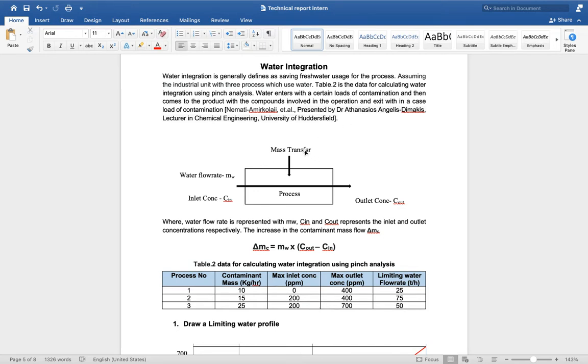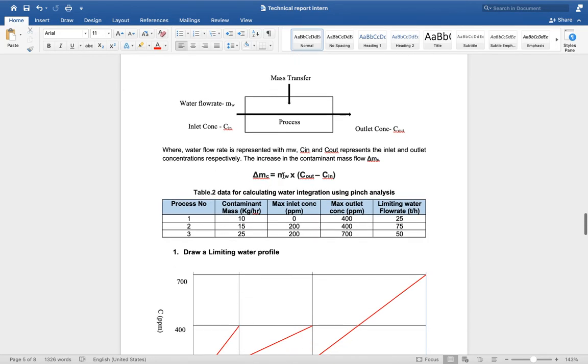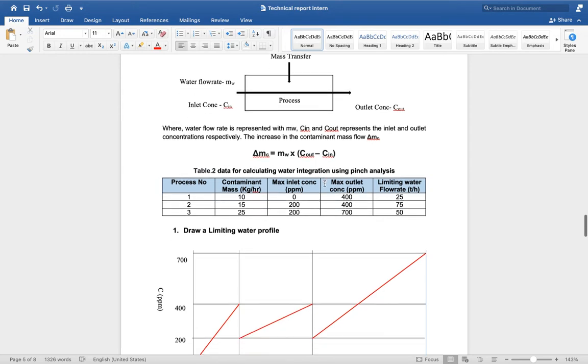So first of all, this is the diagram. The water enters this process with certain contamination, and then it picks up some compounds and comes out with some contaminant load. The water flow rate we measure as MW, the inlet concentration is C in, and the outlet concentration is C out. Overall, the increase in the contaminant mass flow, delta MC, is given by the formula MW times the difference in concentration.